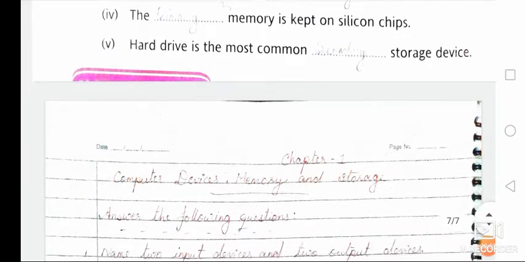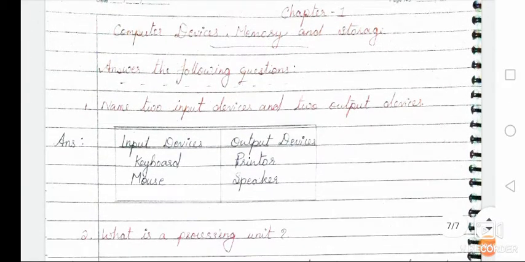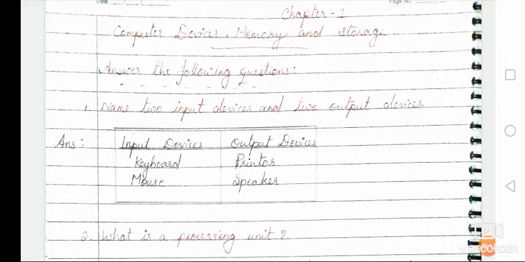Okay. Then let's move to the question answer session. Chapter 1, computer devices, memory and storage. So children, it is to inform you well in advance that all the textual exercises and question answers must be completed and should be submitted to me on the reopening day. Okay. Then answer the following questions.